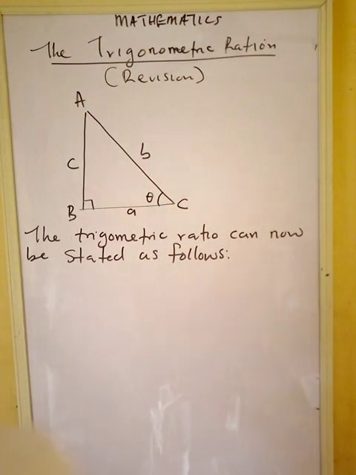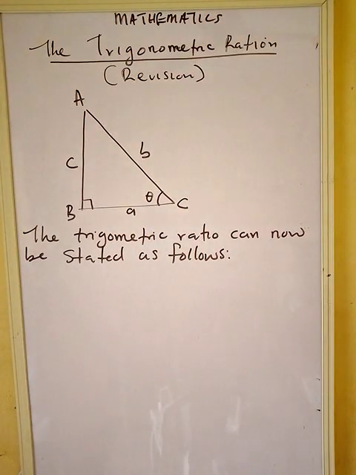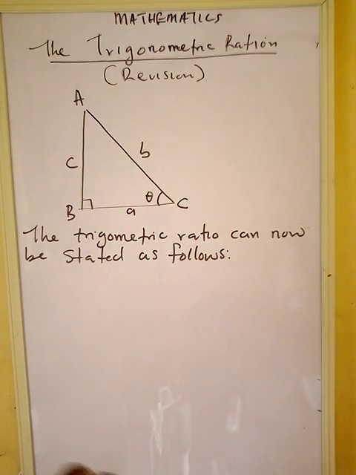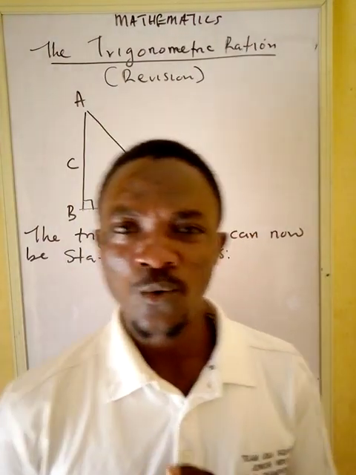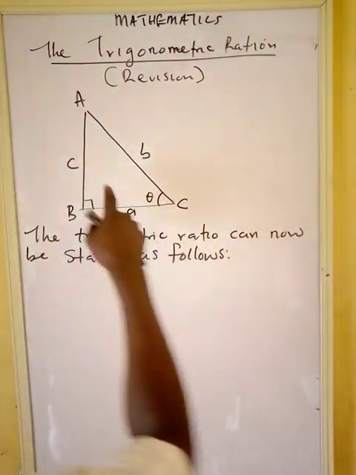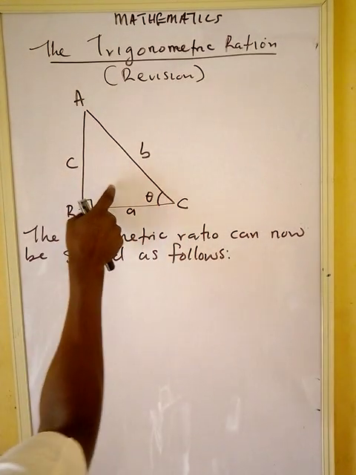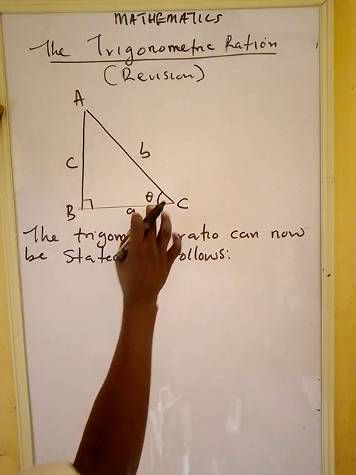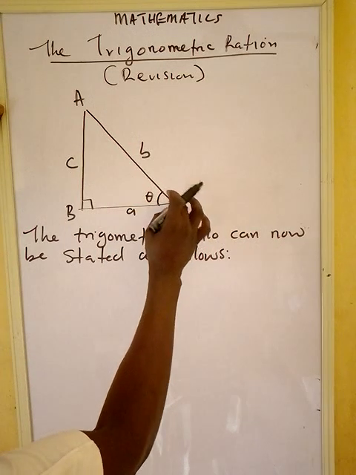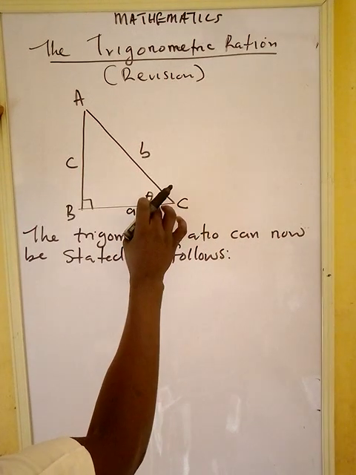Now, trigonometry ratio. If you look at the board, what we have here is a right angle triangle. Look at the board. Now, we want to state the ratios. Using this right angle triangle, we have angle theta here. We use C to be our angle theta.